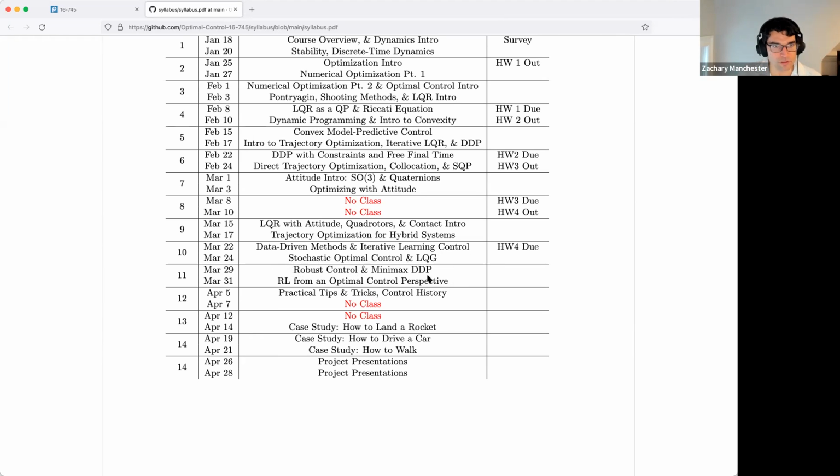Then we'll do a quick whirlwind tour of RL, hopefully with the same perspective and notation from the rest of the course. We'll do some, this stuff's RL as well, but this is sort of a broader survey of stuff.